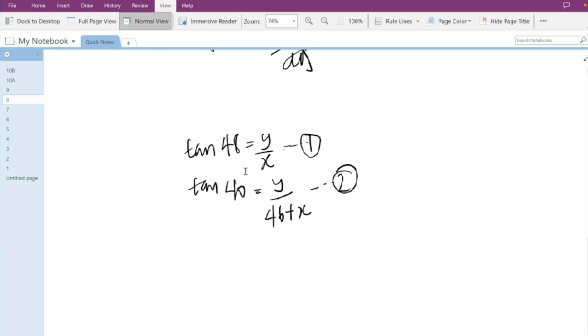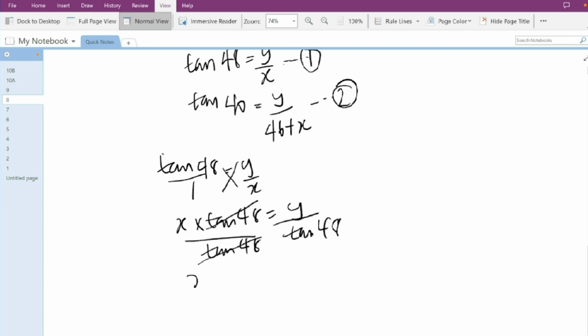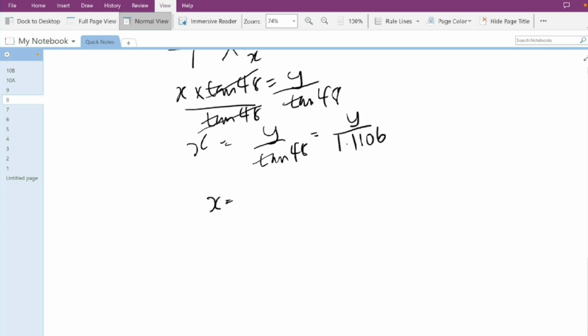We can just start solving or simplify to make it simpler for us to eliminate x. We'll make x subject of formula, then we'll eliminate it. So for equation 1, we have tan 48 equals y over x. You can say tan 48 over 1. Then we'll cross multiply. We have x times tan 48 equals y. Now, since we want x to be subject of formula so we can eliminate it, we divide both sides by tan 48. So we have x alone. Tan 48 cancels tan 48. x equals y over tan 48. And tan 48 is 1.1106. So from equation 1, we know x equals y over 1.1106.